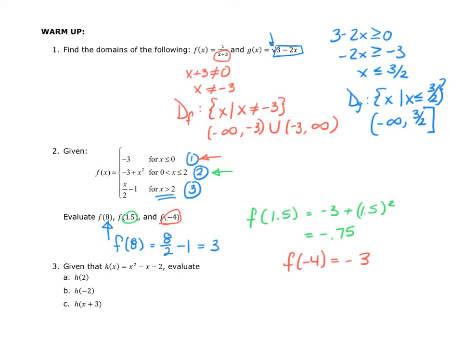So no matter what happens on the left of 0 and up to and including 0, no matter what I have, the answer is always going to be negative 3. It's just a horizontal line at y equals negative 3.